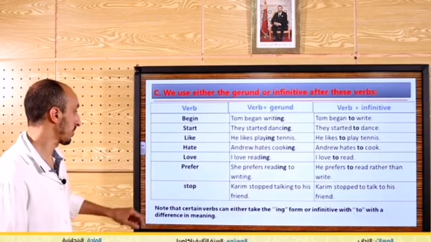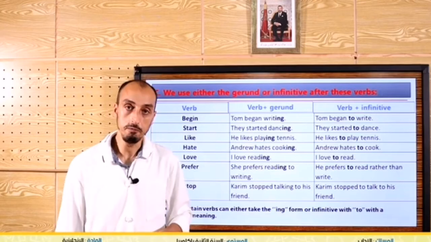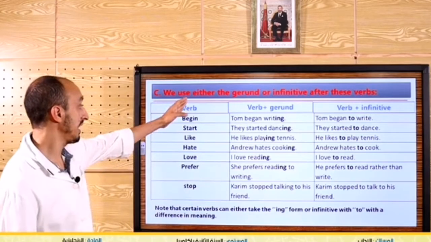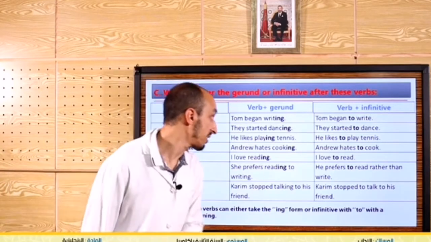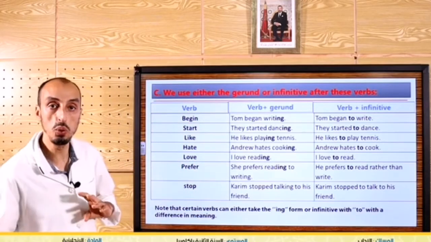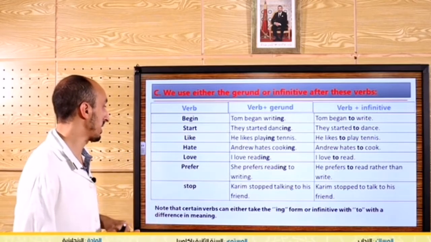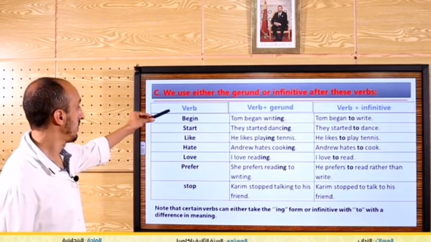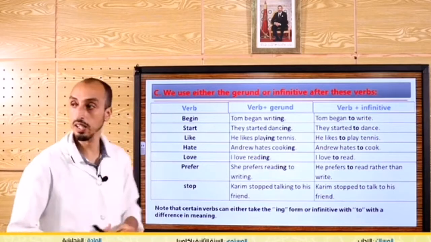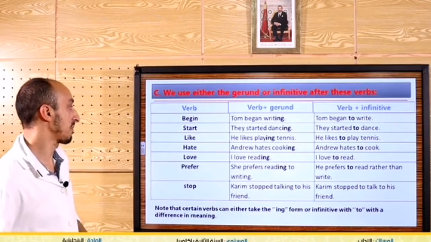Okay, let's proceed. Now let's move to C. By the way, we use either the gerund or infinitive after these verbs. Some verbs, you can use both, infinitive or gerund. So we have verbs like begin, start, like, hate, love, prefer, stop, and some other verbs.